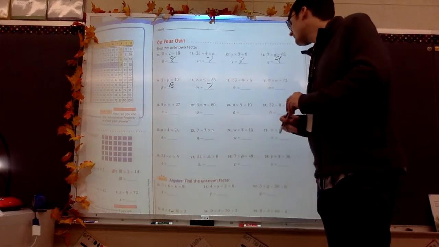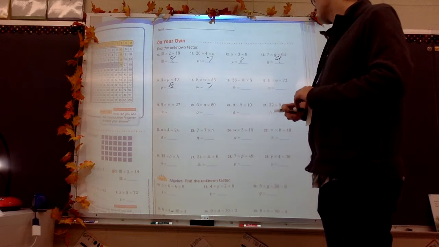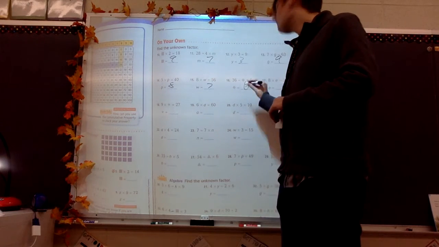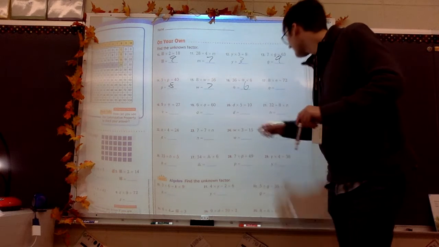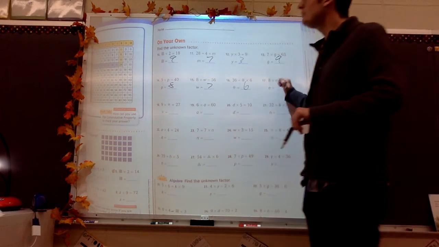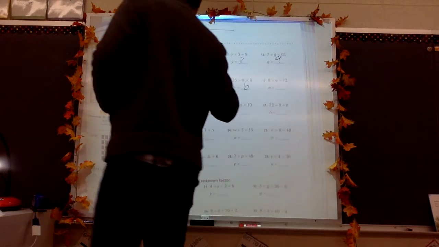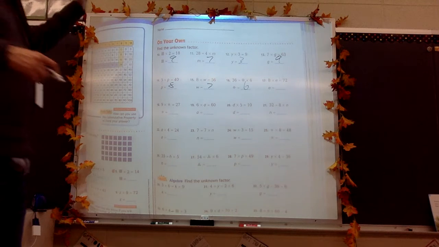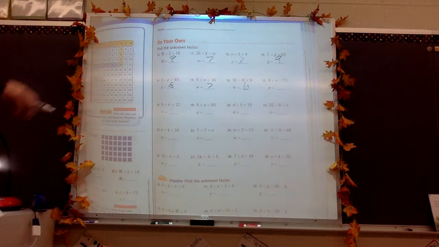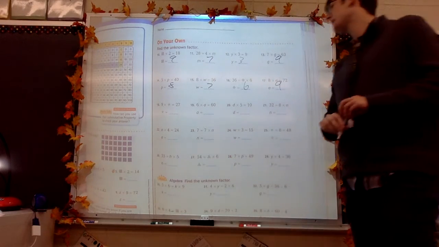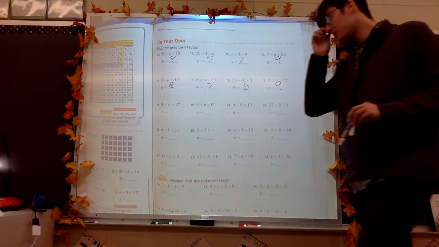Number 16, 36 equals blank times 6. That would be 6. 6 times 6 is 36. Number 17, 8 times e equals 72. On this one, I'll use the graph again. So I find 8, go down to 72, go all the way to the left, and I see that says 9 to the left of it. So 8 times 9 is 72.